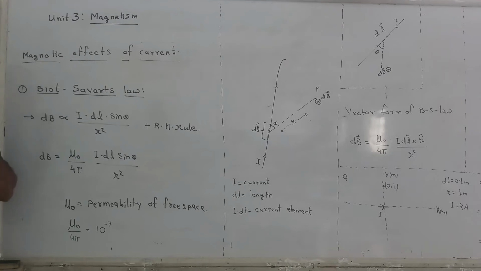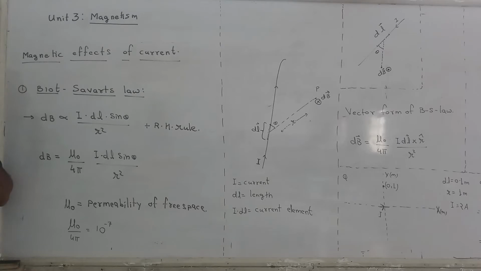We first start this chapter by studying this topic, magnetic effects of current. That means what exactly is magnetism, that we will discuss in the later chapter. But first we have to understand what are the magnetic effects of current. See, current has got many effects. Current has got heating effects. Current has got charging effects. And one of those effects of current is the magnetic effects.